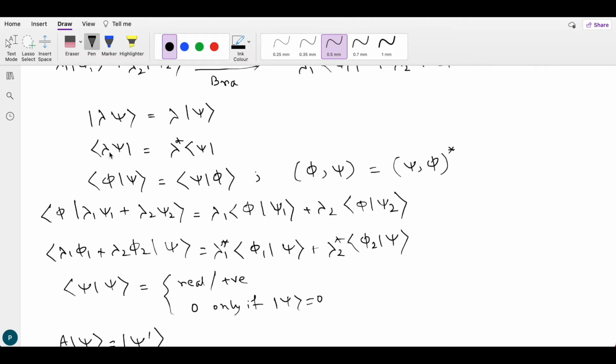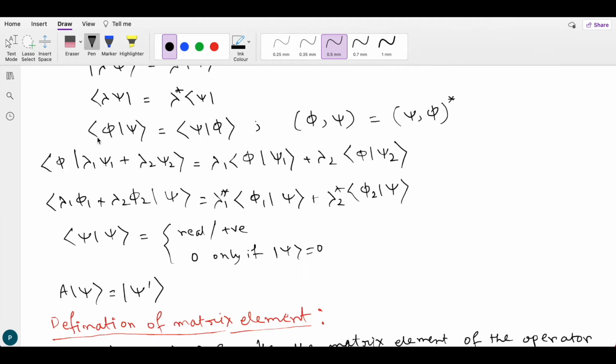Please notice that in the case of bra lambda psi, when we take lambda out of the bra notation, we have to replace it with its complex conjugate. And I have already told you that this representation is nothing but the scalar product, and we know from the property of the scalar product that the scalar product of phi psi is the complex conjugate of the scalar product psi phi. Similarly, the bracket of phi psi is the complex conjugate of the bracket of psi phi.